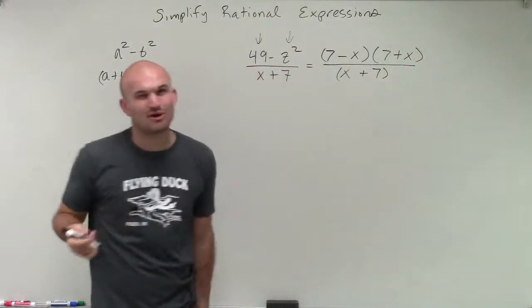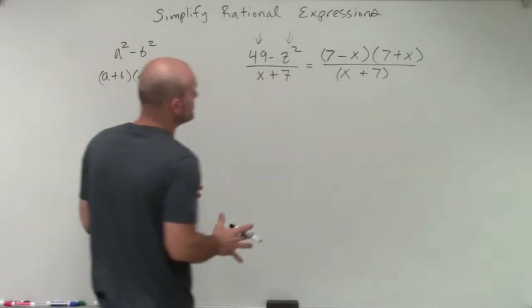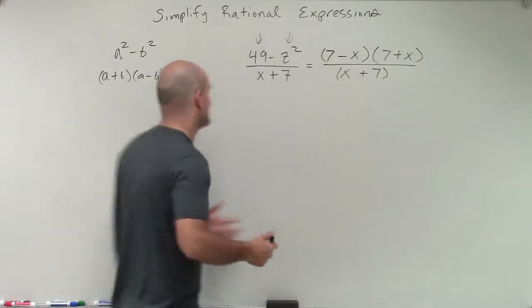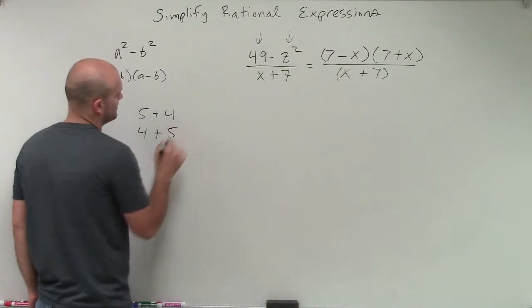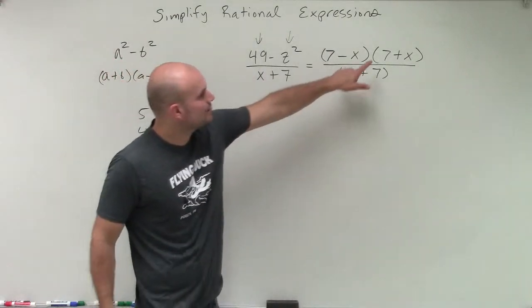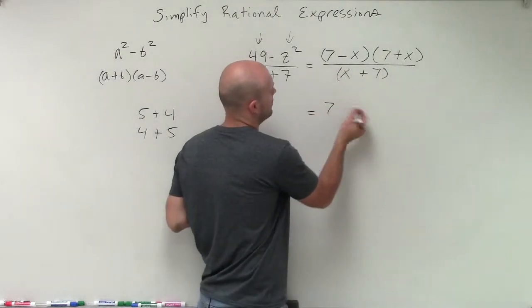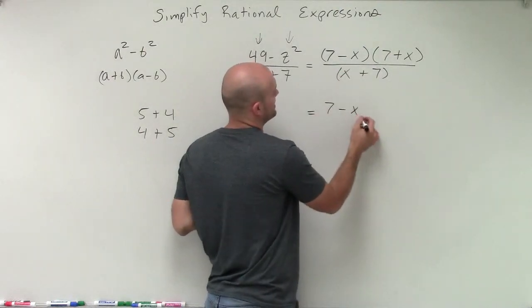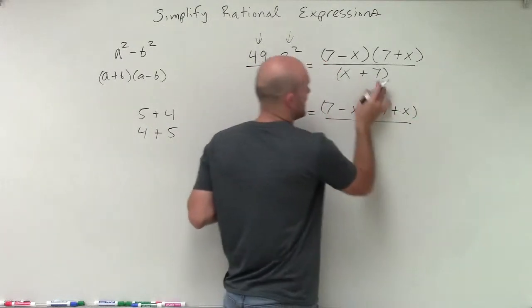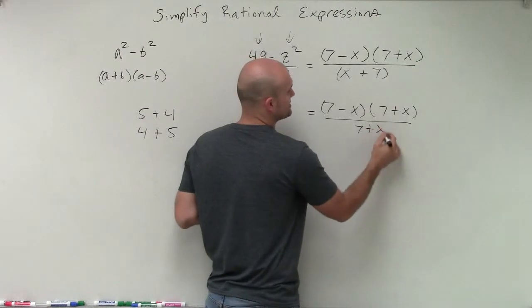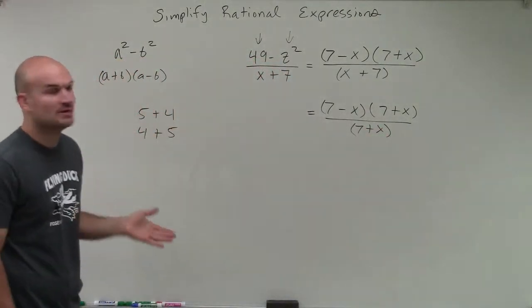All right, now you might say, well, they don't really look exactly the same, right? Well, remember, under properties of addition, if I say 5 plus 4, is that the same thing as 4 plus 5? And of course it is. So I can rewrite the denominator as an x plus 7. So I could say (7 minus x)(7 plus x) divided by, I can just rewrite this as 7 plus x. It's not going to change the value of it, just like 5 plus 4 is the same thing as 4 plus 5.